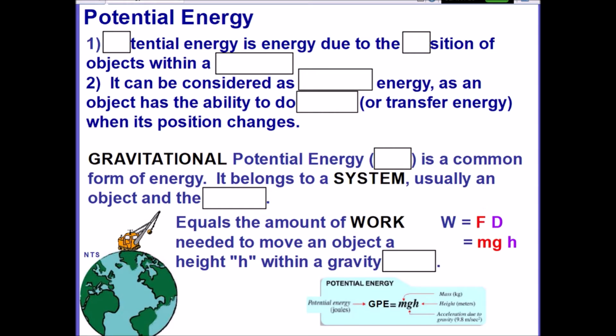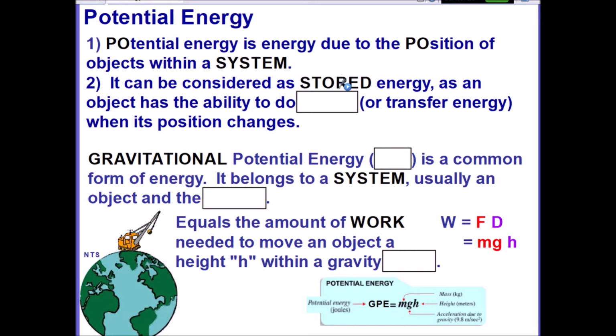So we're at this slide, finally. Potential energy is due to position of an object within a system. And when I talk about a system, you'll see what I mean down here when you look at this wrecking ball on the Earth. It can be considered stored energy, and the reason we consider it stored is that it really isn't energy in motion, at least not yet, but it does have the ability to do work or transfer energy when its position changes. Gravitational potential energy, often just called GPE, is probably the most common form of potential energy that you would be familiar with. It does belong to a system.